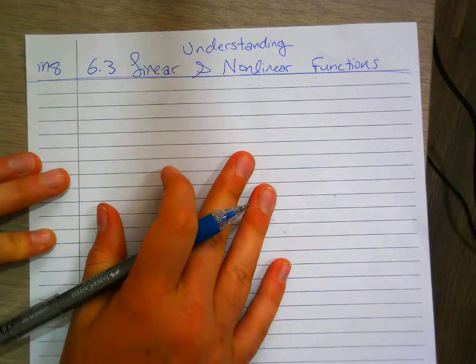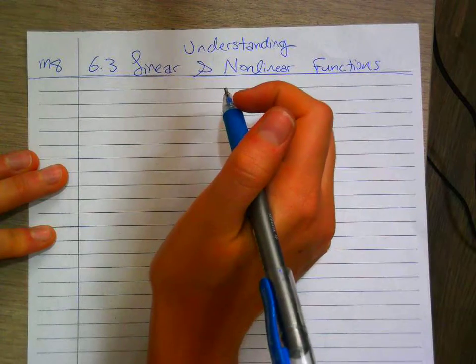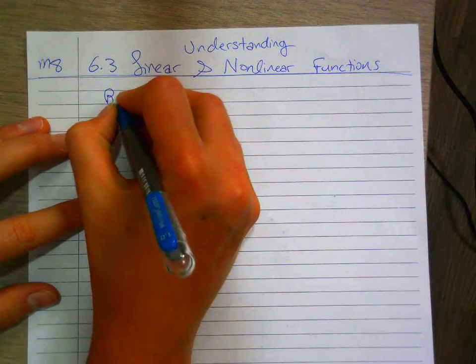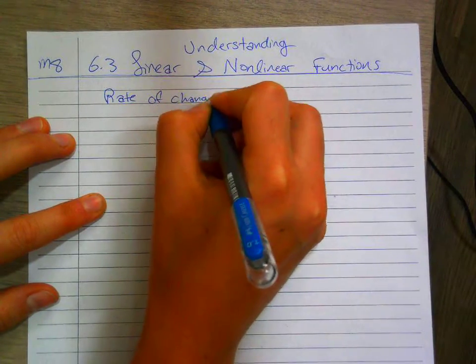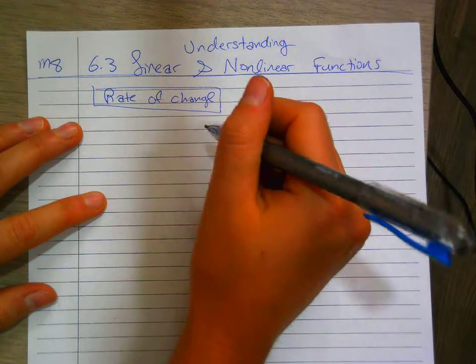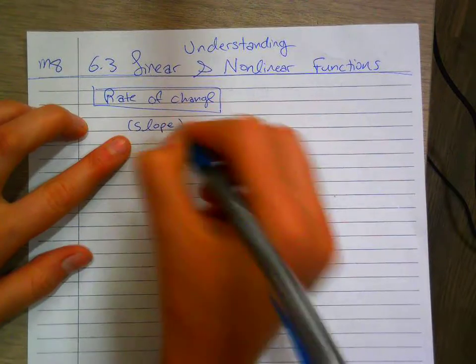This is Math 8, Section 6. I'm going to be talking about understanding linear and nonlinear functions. Something really important to understand is the rate of change. In the past, when we have had graphs, we've talked a lot about the rate and representing it as slope. So we're going to make a little comparison here of what we've learned.